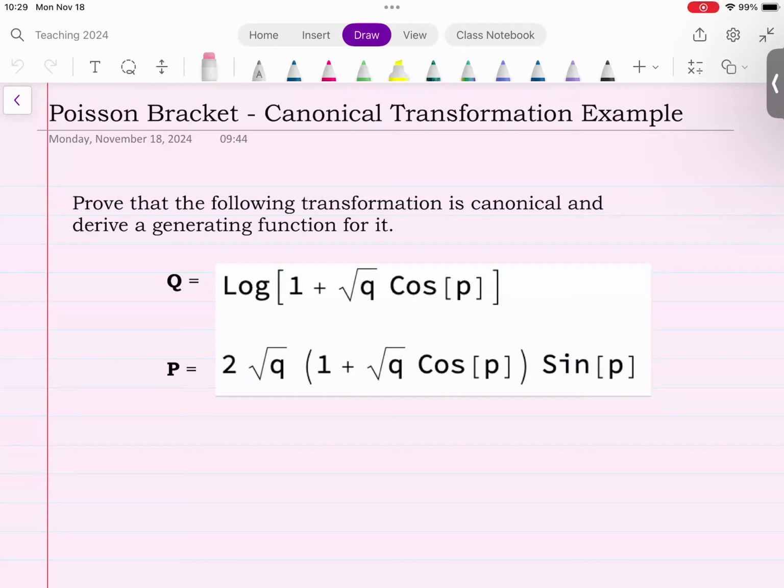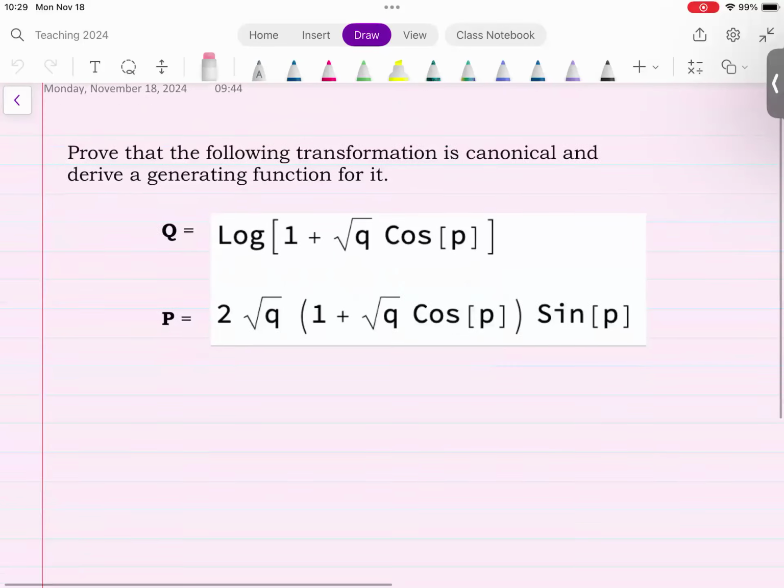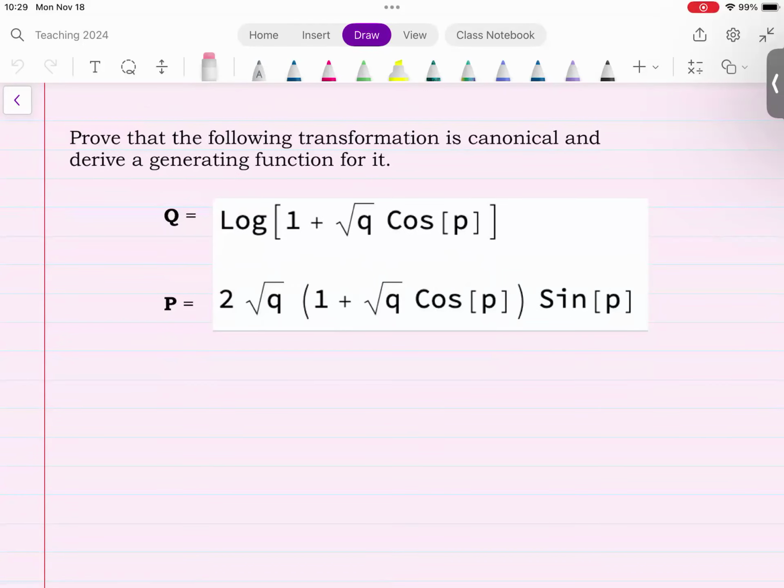All right, first thing we need to do is prove that the transformation is canonical, and we know that we can do that using Poisson brackets. There are various notations for Poisson brackets, by the way, but I'm going to use square brackets. So I'm going to take the Poisson bracket of big Q and big P.